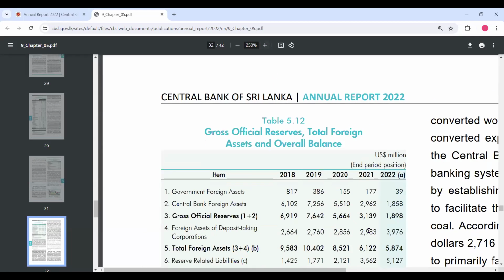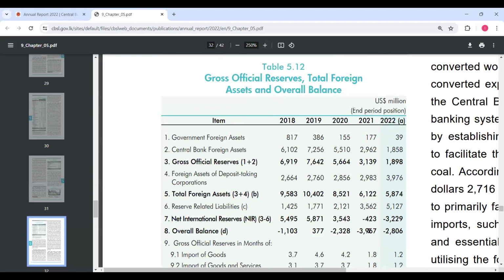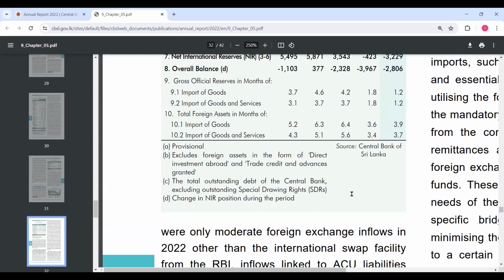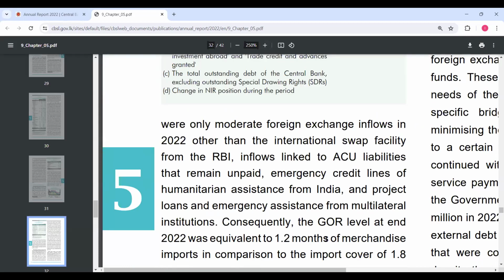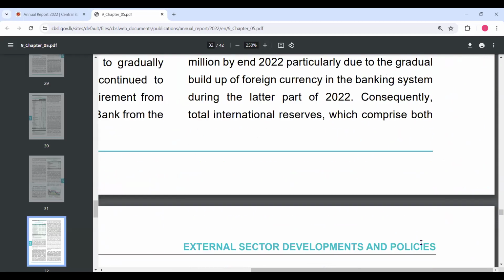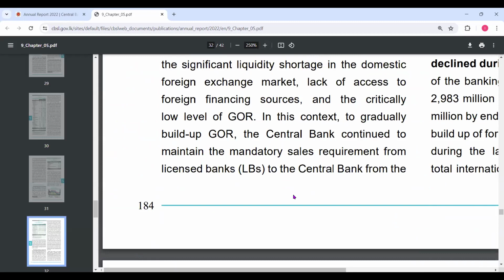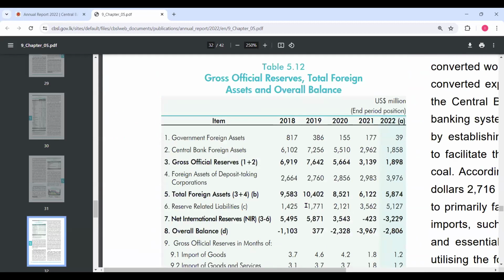Okay, if you have a calculator or something, there's a small calculation you might need to do. Right. Now, what is this table called? First of all, gross official reserves, total foreign assets, and overall balance. If you have the annual report hard copy at home, you'll find this on page 184. Okay, page 184.